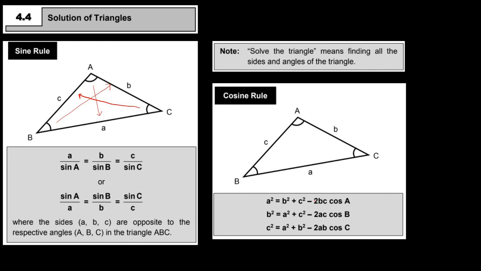You can choose which equation you want to use depending on which angle you have. Let's say you have angle C, then you can use the equation starting from c squared. If you have angle A, then you can use the equation starting from a squared.